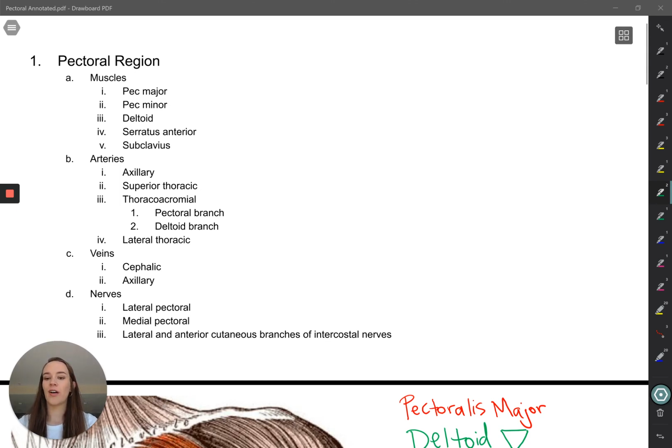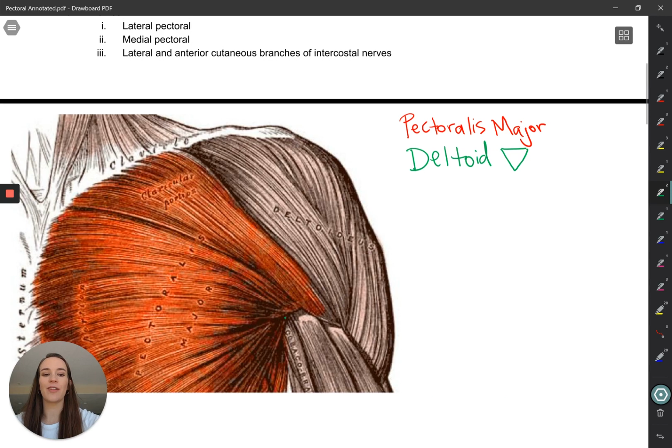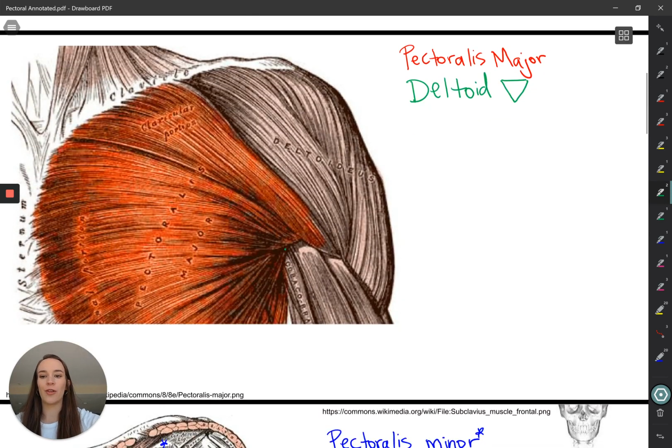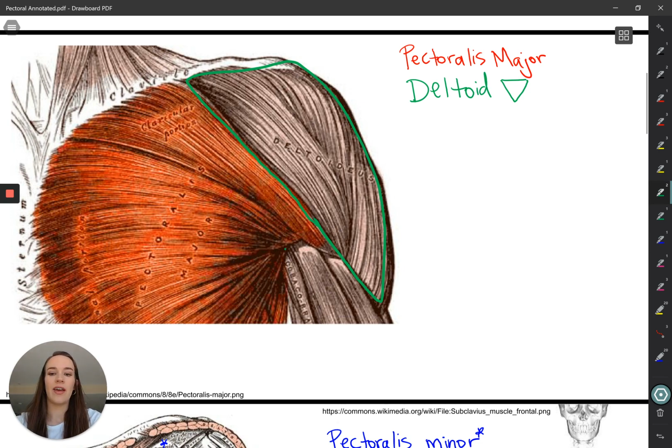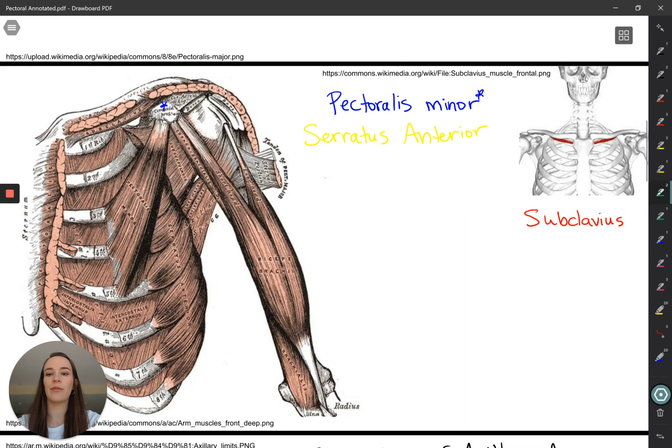So here are the structures that we're going to be talking about today, and we'll start off talking about the muscles. The major muscles for the pectoral region are, of course, going to be pectoralis major, as you can see outlined here in red. And then we also have our deltoid, which is our nice triangular muscle right here on the same level. And then as we go one layer deeper, we start to see a few more muscles.